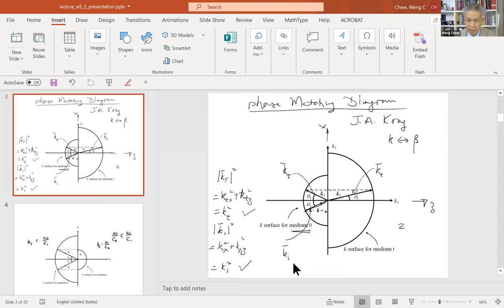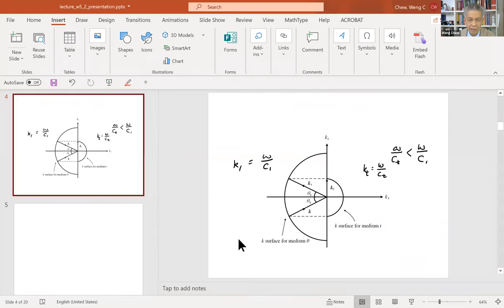Depending on the medium you are in, the k vectors will have different lengths. In this medium, assume that kt is larger than k0. And there's no total internal reflection for this phase matching diagram. But if I do the opposite, where I assume that kt is less than k0, this is k0 here, and this is kt on this side. Then the tip of the k vector on the kt side should be on this circle, whereas on the other side, the tip of the k vector, depending on what direction it is pointing, should be on this other circle.